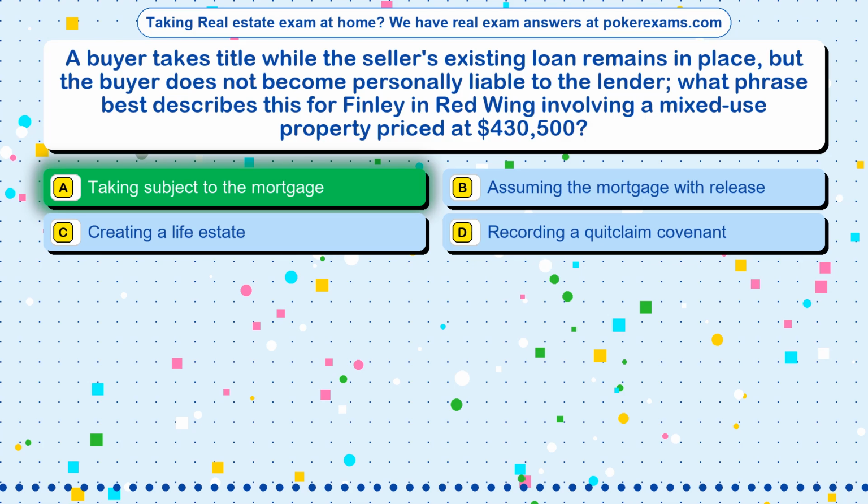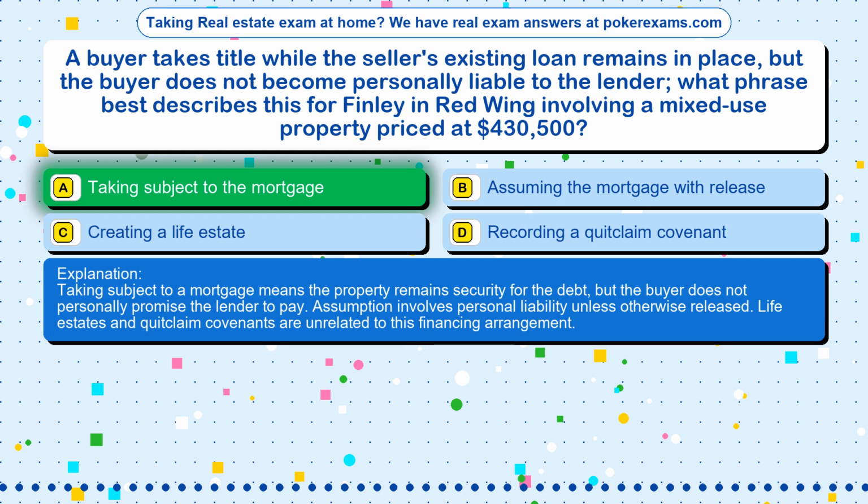The correct answer is option A. Taking subject to the mortgage. Taking subject to a mortgage means the property remains security for the debt, but the buyer does not personally promise the lender to pay. Assumption involves personal liability unless otherwise released. Life estates and quitclaim covenants are unrelated to this financing arrangement.